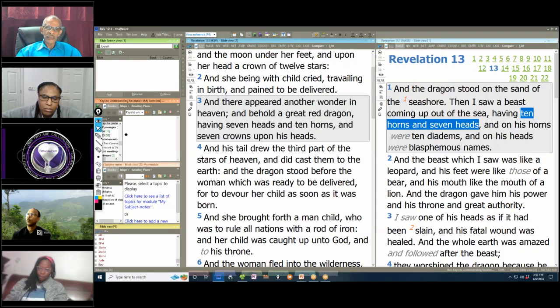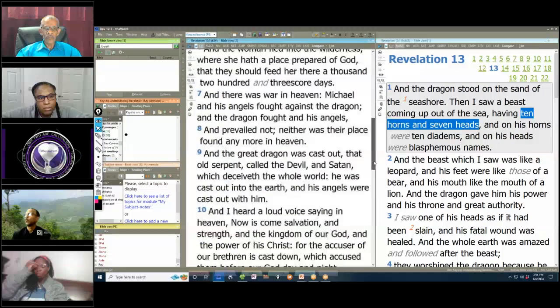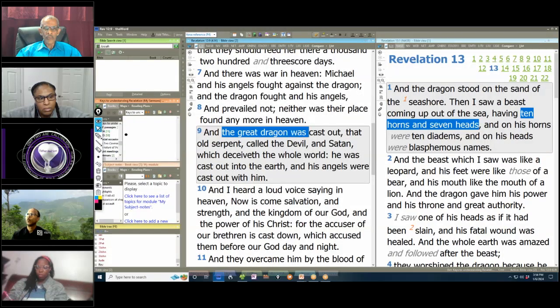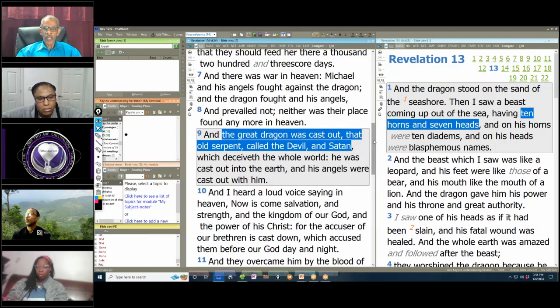Now we know that literally Satan doesn't have 7 heads and he doesn't have 10 horns. So why does God show us Satan? Because this great red dragon, of course, is Satan. The Bible tells you very clearly in verse 9 that the great dragon was cast out, that old serpent called the devil and Satan. So we know that the dragon is Satan.